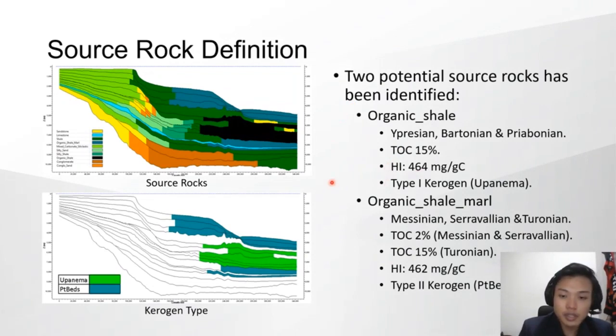For the second source rock, it has a TOC value of 2% for Messinian and Sierra H, and a TOC value of 50% for Turonian H, and it has a hydrogen index value of 462 milligrams per gram, and it is considered as a type 2 kerogen.